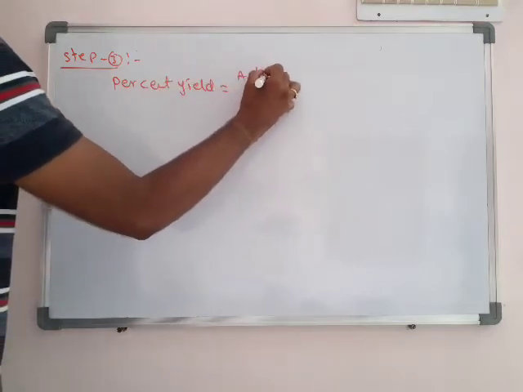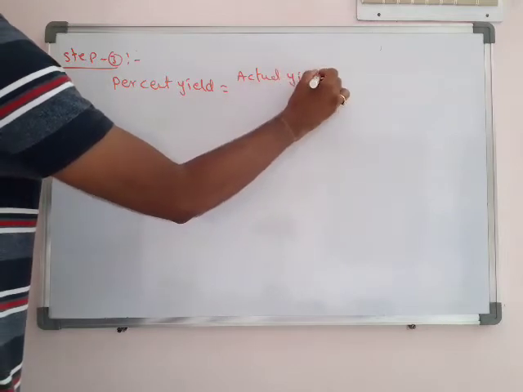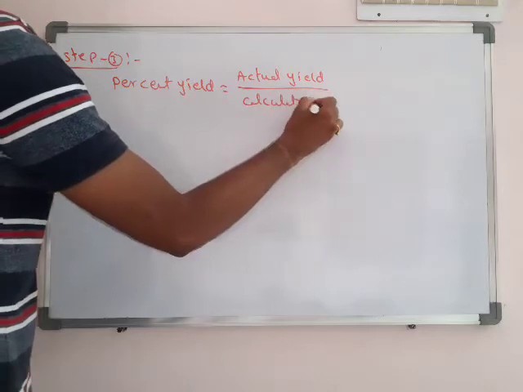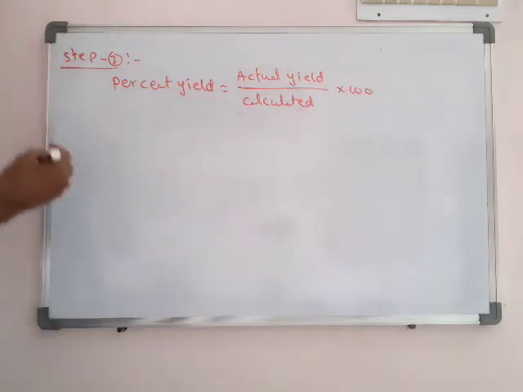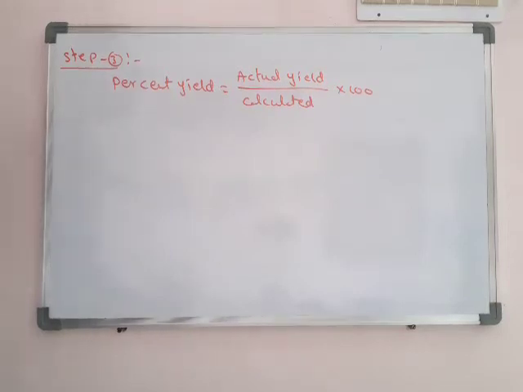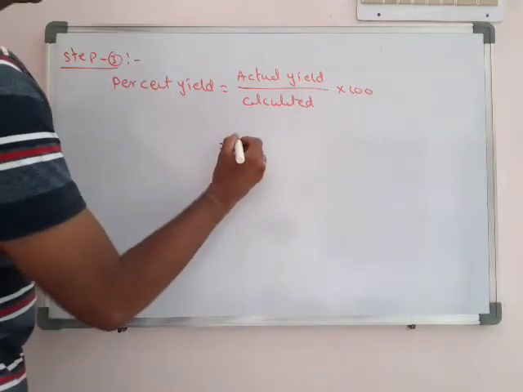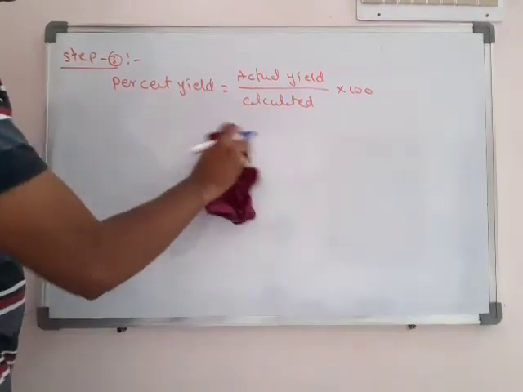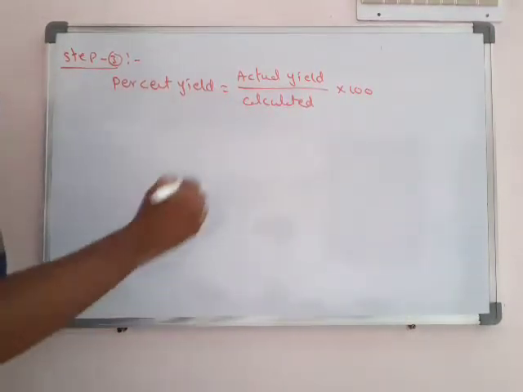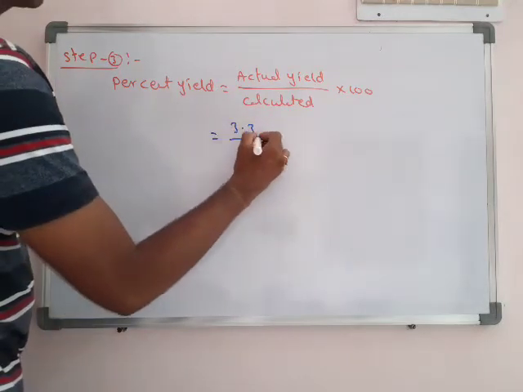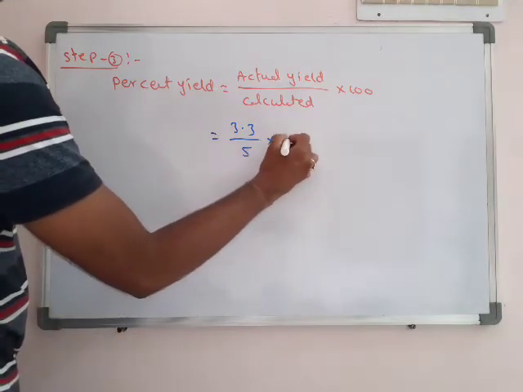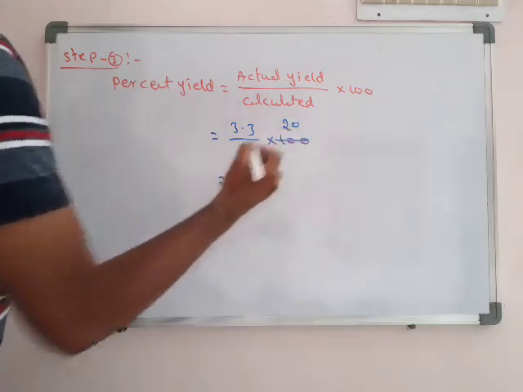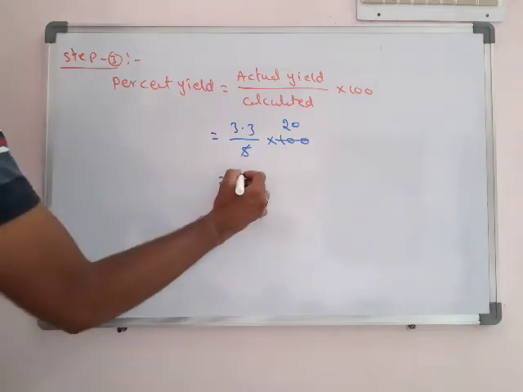Percent yield is actual yield by calculated. So actual means experimental. What we got by calculation is not the actual. So actual means experimental. The experimental is given: by experiment we got only 3.3 grams, but how much should we get? 5. So that is approximately 66.